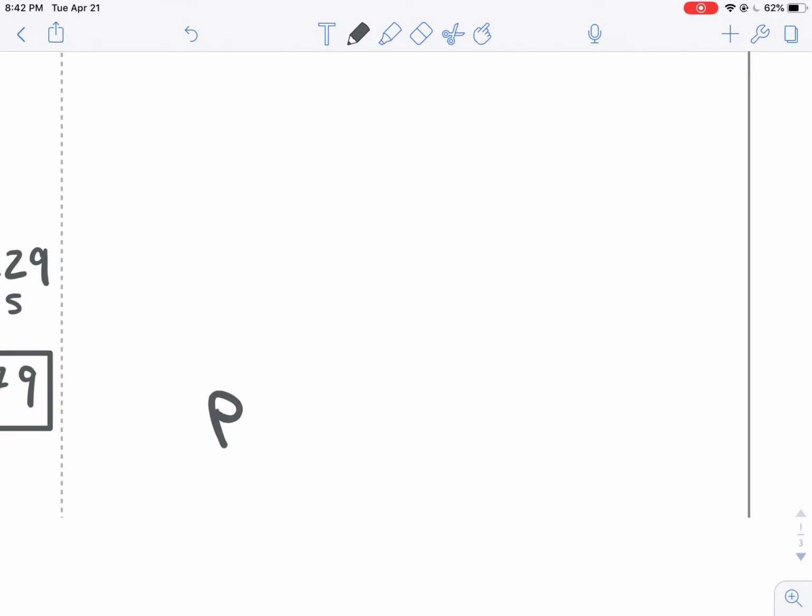Did you end with p equals 2 and p equals negative 4? If you did, awesome. Take a breather. If not, let's go ahead and work through this problem together.